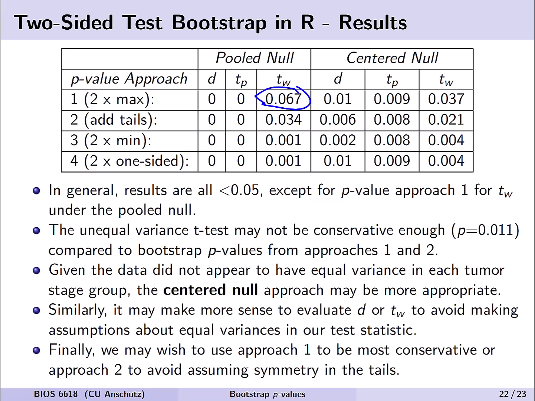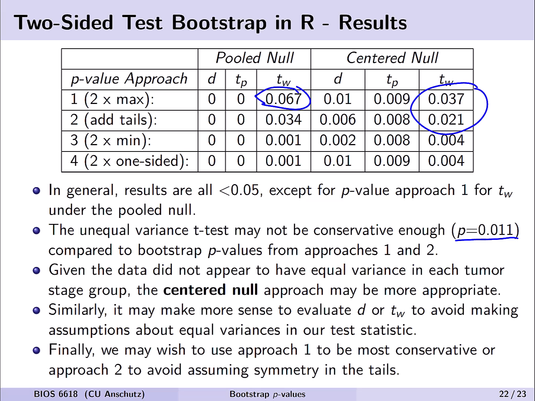Now again, there's some issues here where the pooled null is assuming equal variances already with the pooling of the data set, so there might be some things to consider with that. The second thing to note is that actually the unequal variance t-test that we looked at on the previous slide with p of 0.011 might not be conservative enough. We actually see that in what I would argue to be probably the most appropriate case, t sub w of the centered null, both of those p-values, while still significant, are greater than 0.011.